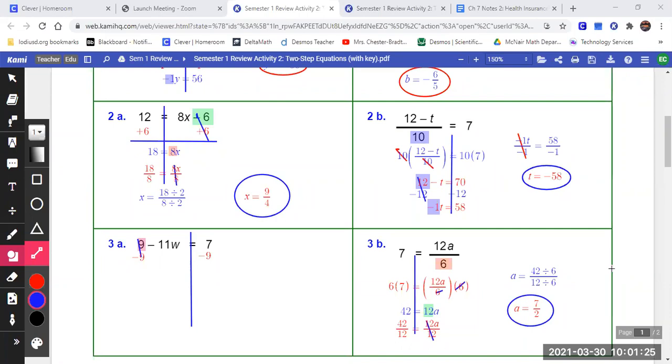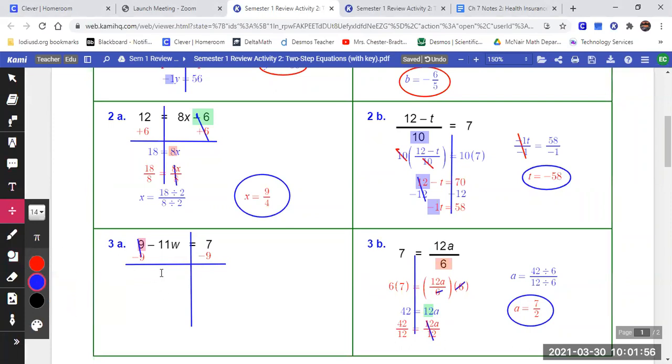Okay, one second. All right. Someone had fallen out of Zoom, so I had to let them back in. Welcome back. No worries.